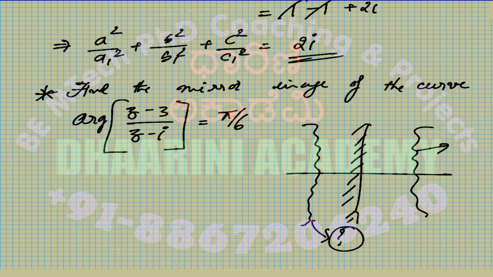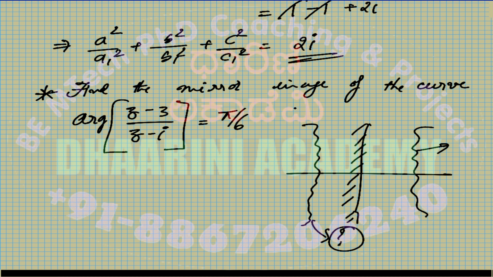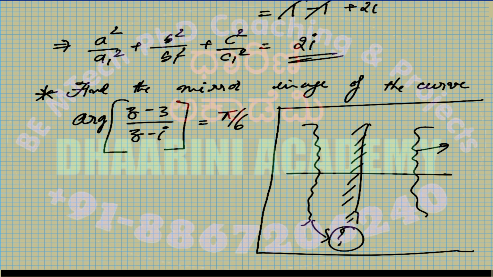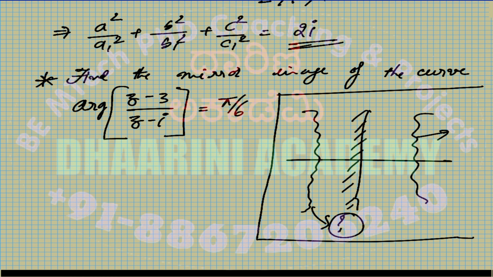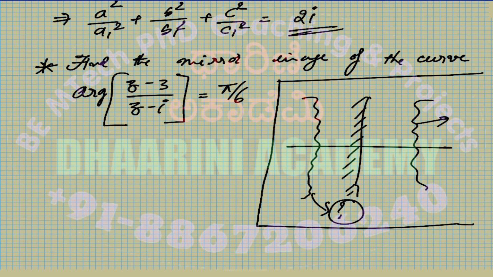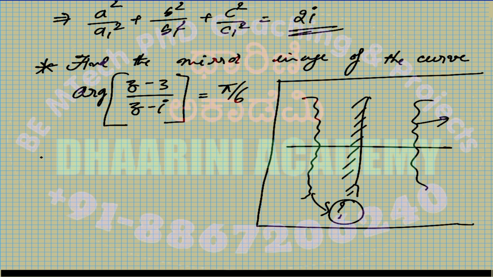But as of now, since this is a complex number question, we have to solve under this category. Okay, there is a very standard procedure to do this. So, in general, when you want to find a mirror image in case of a complex number, simply replace the z by z bar. Okay, so we start with that.